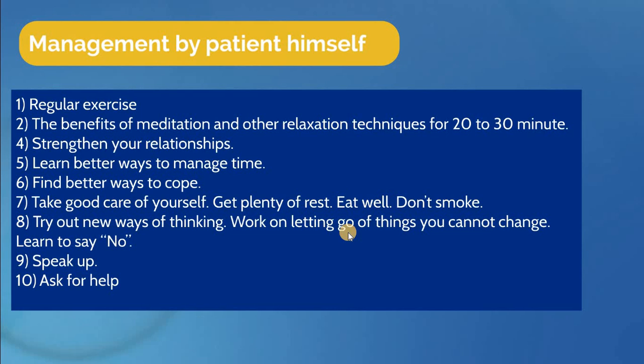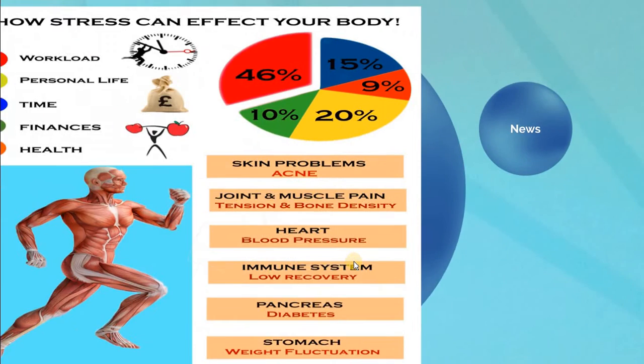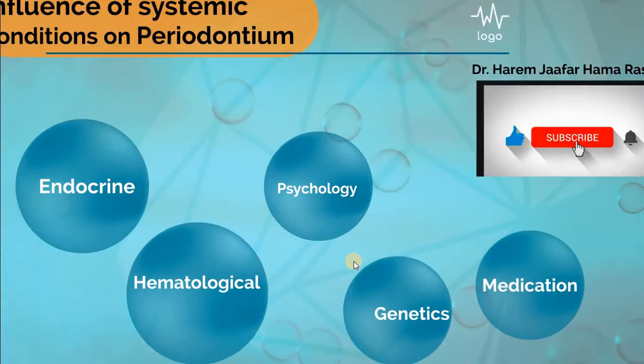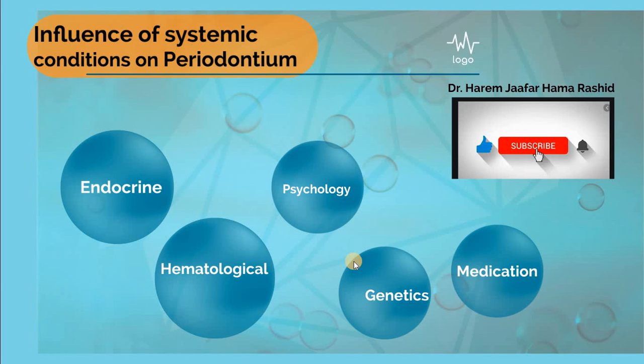And speak up. Don't just be quiet. Don't keep things inside yourself. Just speak up and be frank. Ask for help. Everything will be okay. And this is the influence of psychology, or of systemic conditions, on the periodontium.